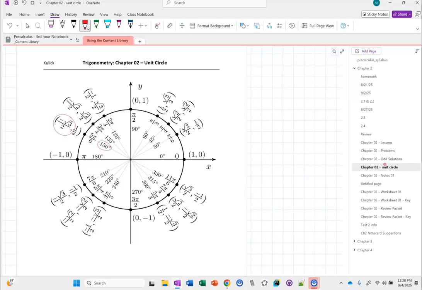I would not make you copy this. I would not make you memorize this.